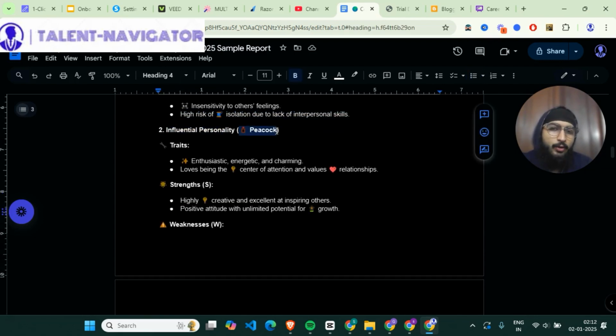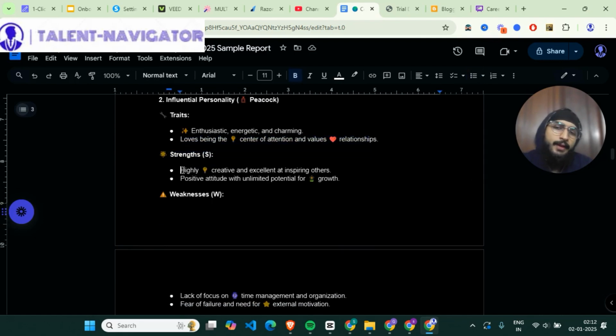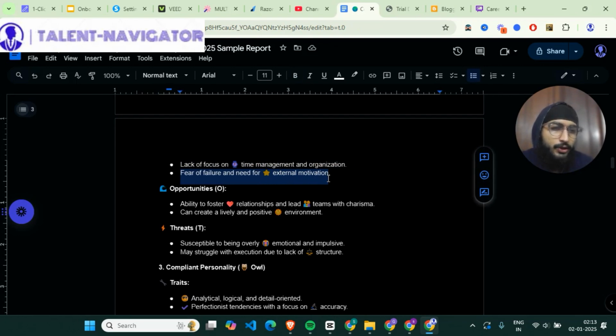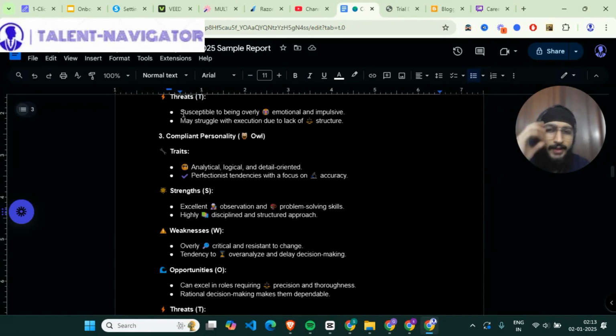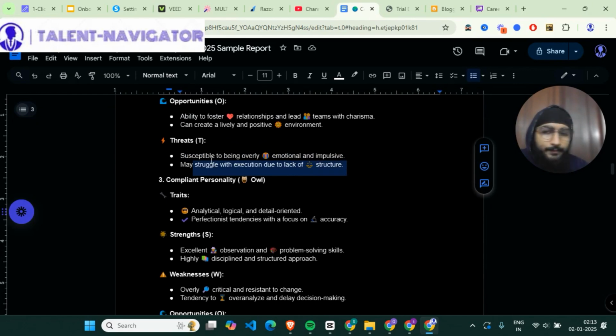Now the influential personality, peacock. Traits: enthusiastic, energetic, and charming, they love being the center of attention and value relationships. Strengths: highly creative and excellent at inspiring others, with a positive attitude and unlimited potential for growth. Weaknesses: lack of focus on time management and organization, fear of failure, and may need external motivation. Opportunities: ability to foster relationships and lead teams with charisma, and can create a lively and positive environment. Threats: susceptible to being overly emotional and impulsive, and may struggle with execution due to lack of structure.